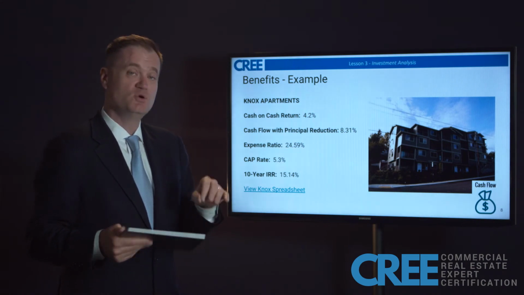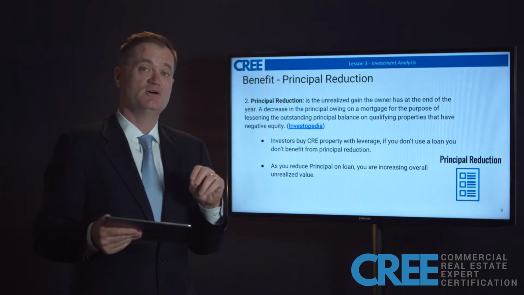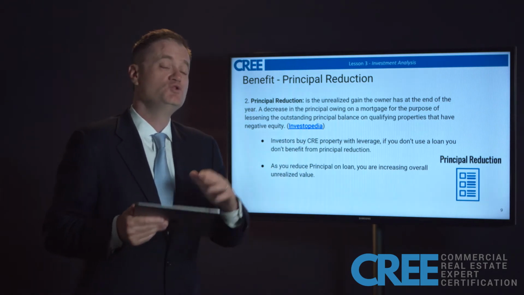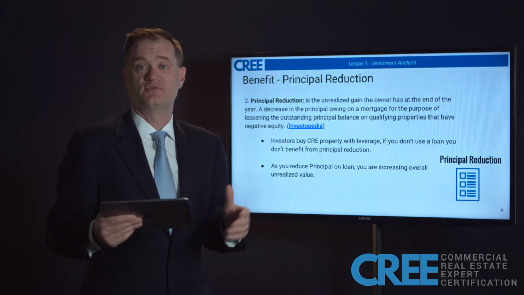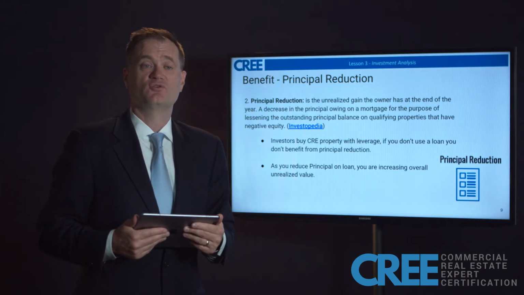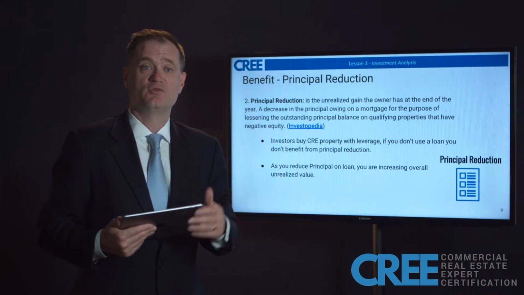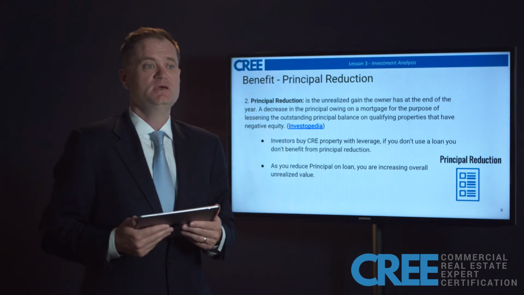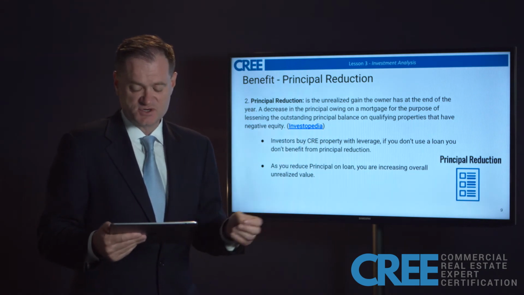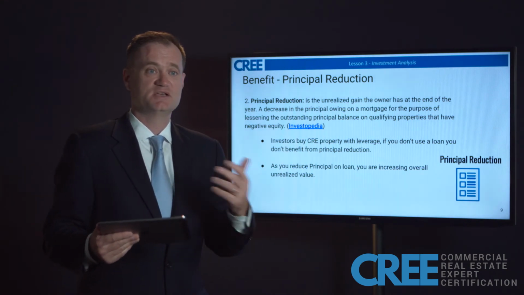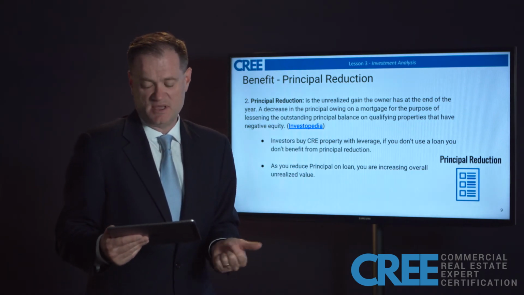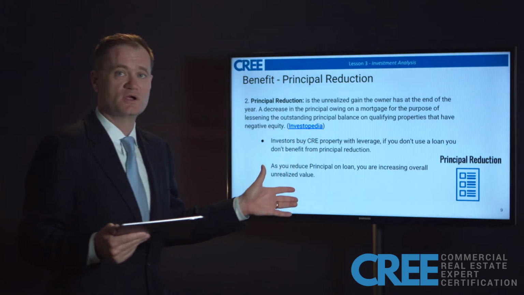So as we move on, the second benefit of owning real estate is principal reduction. When you get a mortgage, every month there is principal and interest that's being paid on that mortgage. And so a certain percentage of that loan, depending on the rate and the amortization period, is going towards reducing the principal. And investors buy commercial real estate, investment real estate, for that benefit alone, to reduce that principal over time. And we're going to show you how that works back in the spreadsheet.